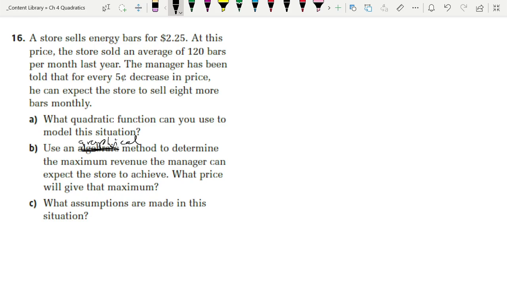Okay, what's revenue? Well, revenue is the money you take in. It's not profit, it's the money you take in. What's revenue based on? Well, it's based on the price times how many you sell. So let's write that down. Revenue is equal to price times units sold. That sounds very business-like. All right.